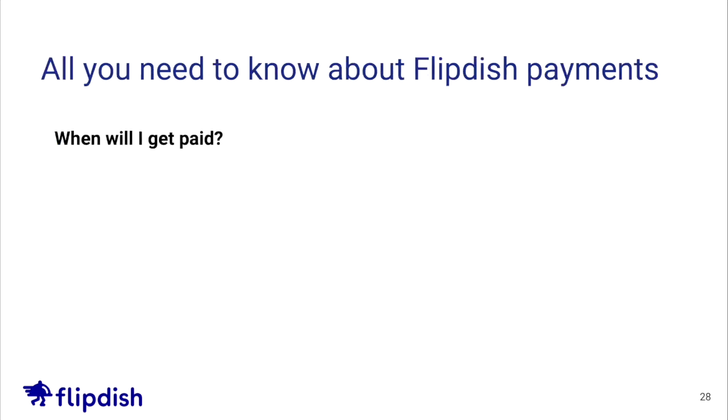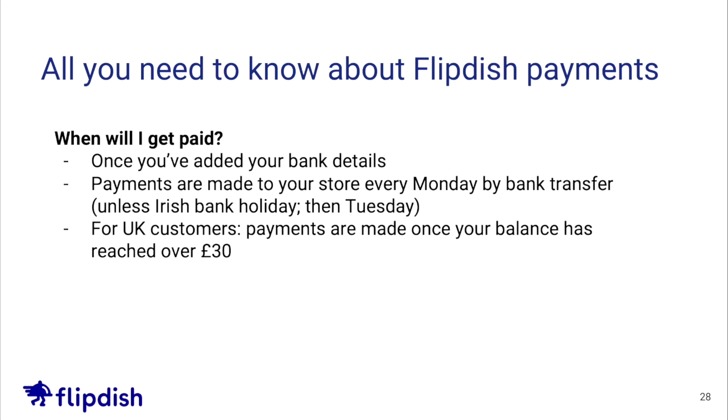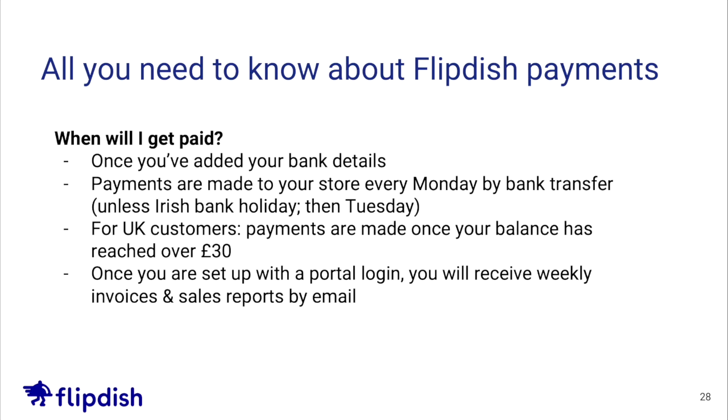With relation to our payments to your store, the first step is to ensure that you've given us your bank details. If not, you can add these via the Flipdish portal, or you can send them to our customer support team to add for you through help@flipdish.com. Payments are made to your store every Monday by bank transfer, unless it's an Irish bank holiday, and then they will be paid on the Tuesday. For anyone watching in the UK, payments are made once your balance has reached over £30. Also, once you are set up with a portal login, you will receive weekly invoices and sales reports by email.